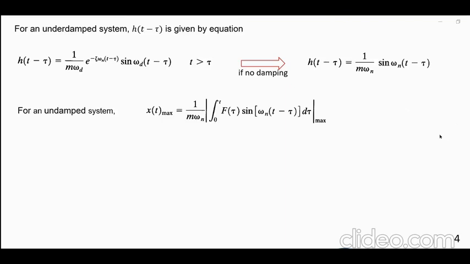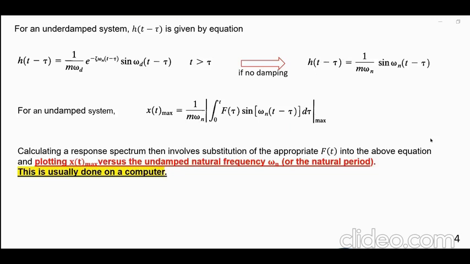Okay, so what do we want? We want the maximum x. So here is the expression for x, right there. You do the convolution, you get this thing with the 1 over m omega n. That thing is x of t. We want the maximum of that. So that's the thing that we're interested in.